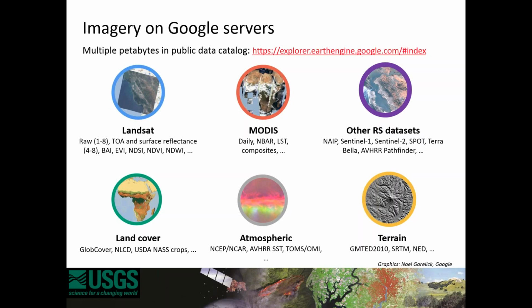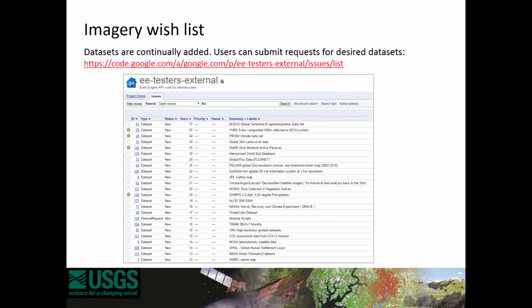They're setting up their own constellation of sort of mini satellites. AVHRR, Pathfinder, there's a host of miscellaneous other data sets. And finally, there's land cover, there's an LCD, atmospheric, and terrain. So overall, again, there's multiple petabytes of data readily accessible and publicly available. And data sets are continually being added in addition to Google's own internal list of data that they're ingesting and what they have in terms of their priorities.